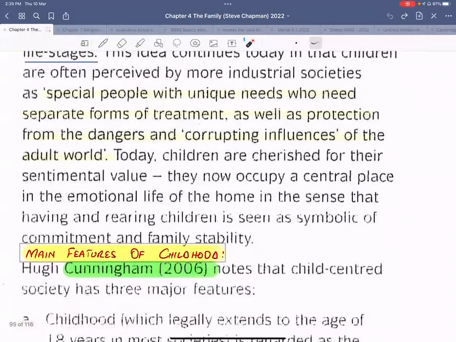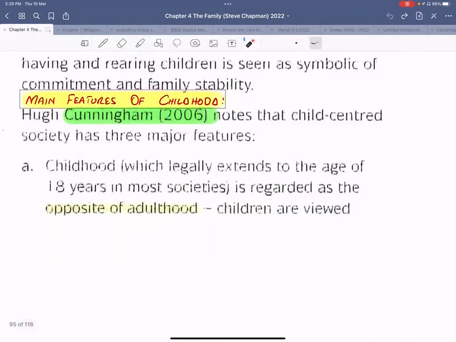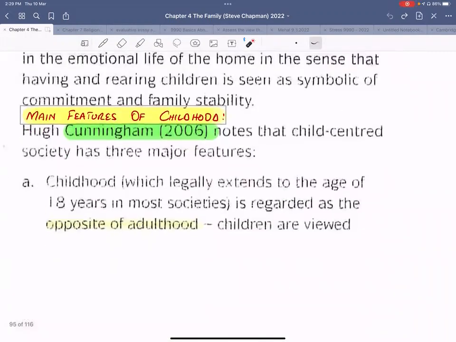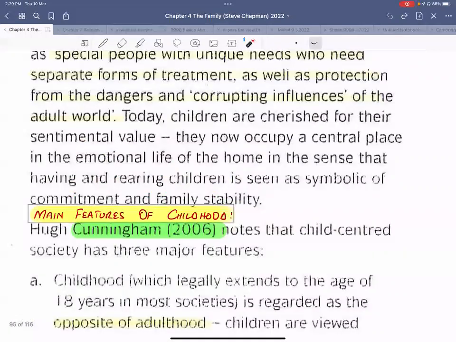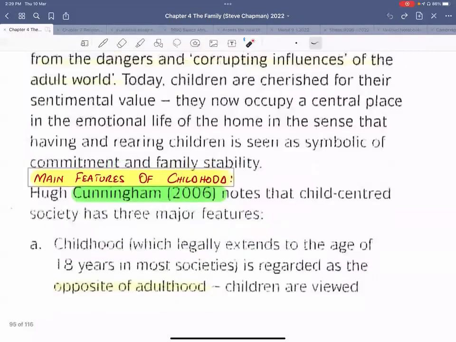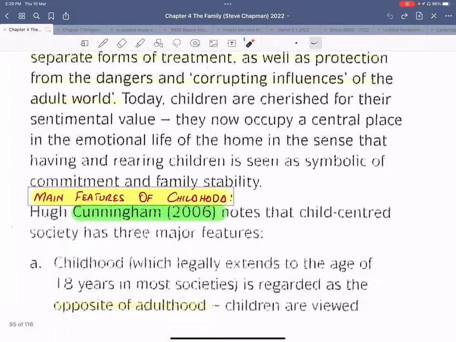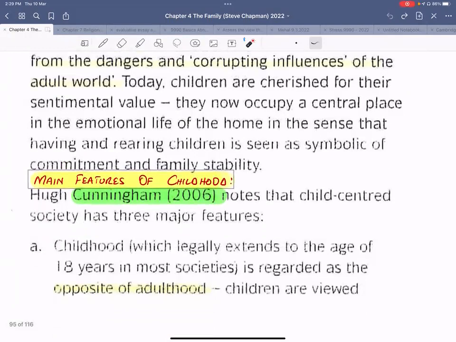Today, children are cherished for their sentimental value. They now occupy a central place in the emotional life of the homes, in the sense that having and rearing children is seen as symbolic of commitment and family stability. Does everyone get this? Yeah. Now, taking it ahead, if we talk about the main features, corrupting influences, the harsh realities of the world. Adult world के अंदर जो drugs, etc. Clear? Main features of childhood.